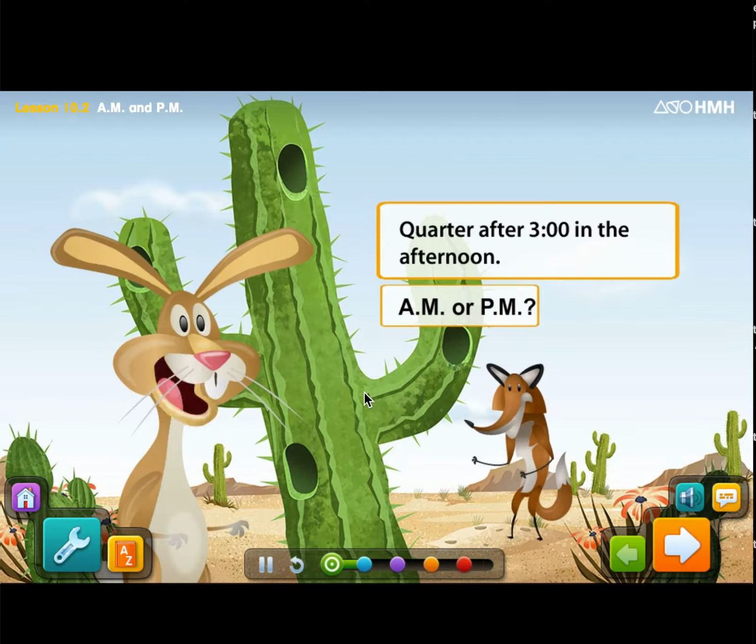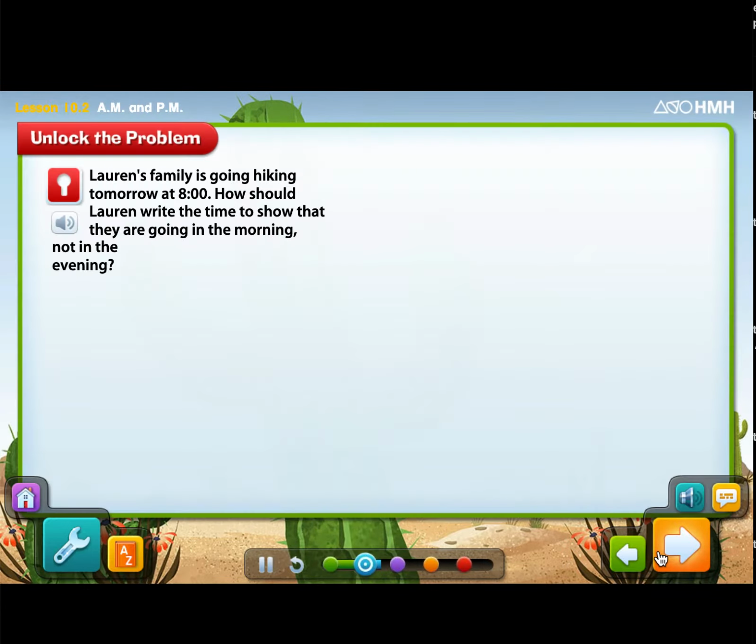To find out, we'll need to learn which times are written with AM and which times are written with PM. Come on. Here's a problem about time. This says, Lauren's family is going hiking tomorrow at 8. How should Lauren write the time to show that they are going in the morning, not in the evening? What do you need to find? How Lauren should write the time? What information is helpful in knowing how to write the time? The problem states that Lauren is hiking in the morning.